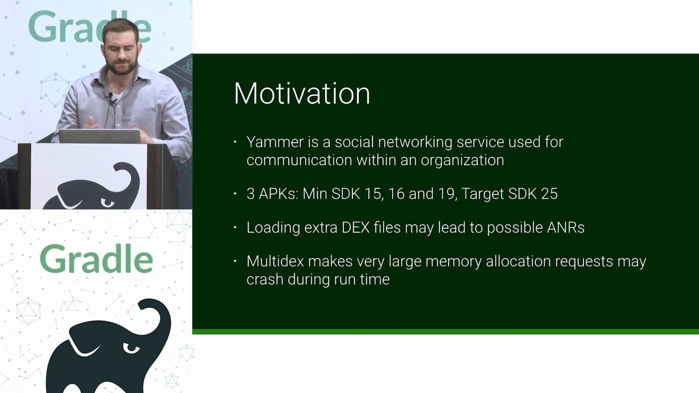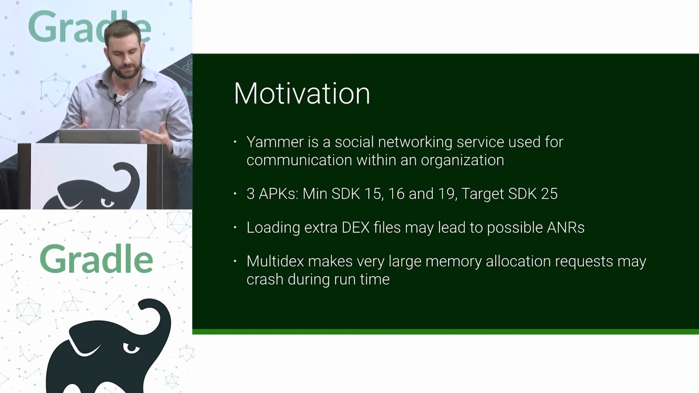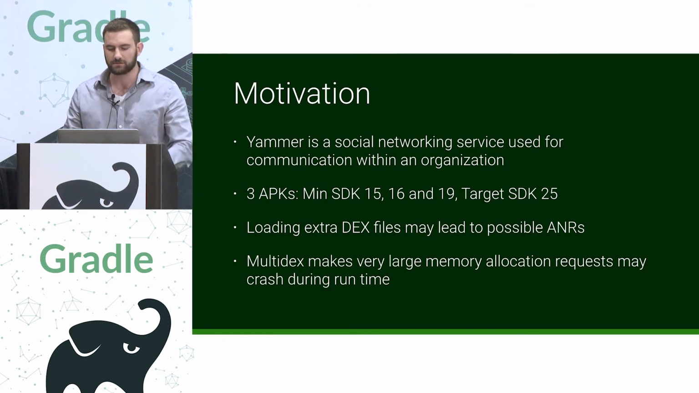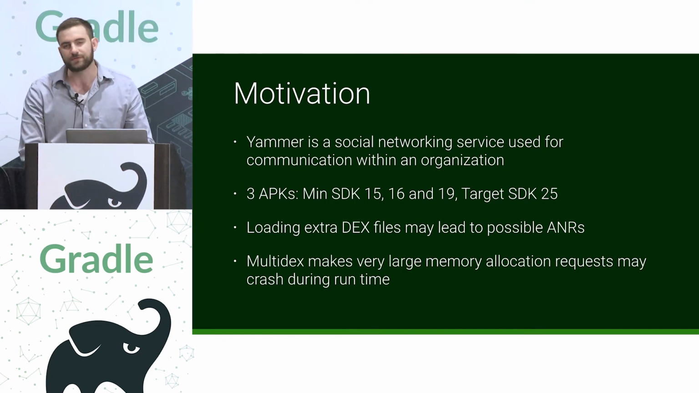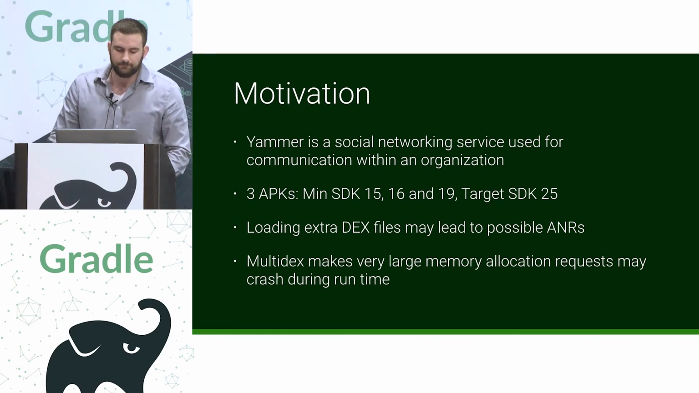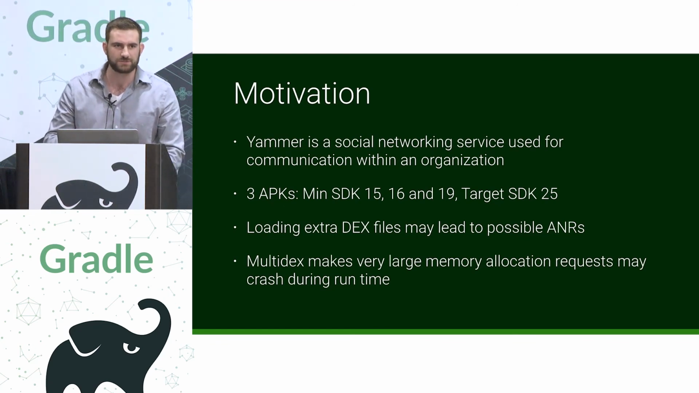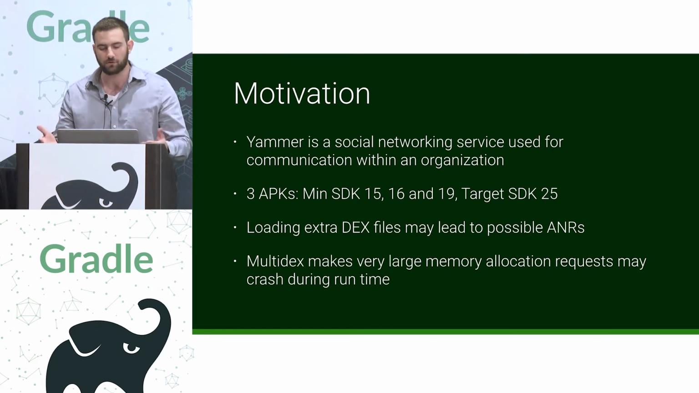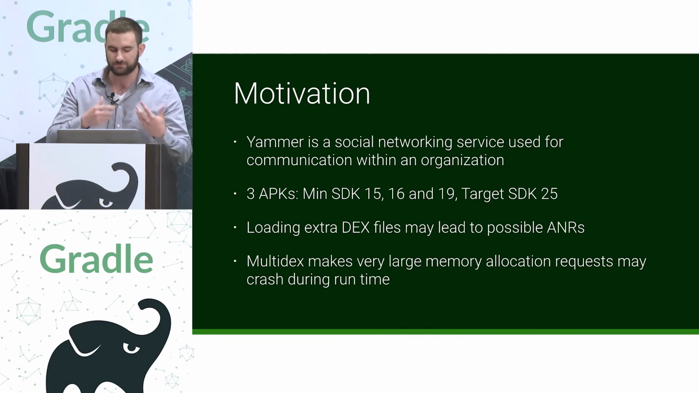So the main motivation of this is because we have a lot of consumers that use us. Yammer, for instance, is a social networking service used for communication within an organization. When I first started this, we actually were supporting Min 15. Thank God we're not anymore. We have 3 split APKs. We support Min 15 and up, 16 and up, and then 19 and up. And that current 19 one targets 25.